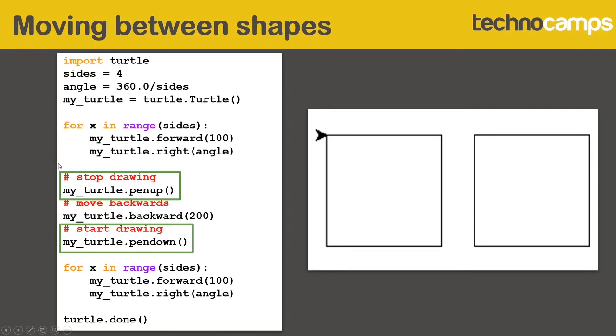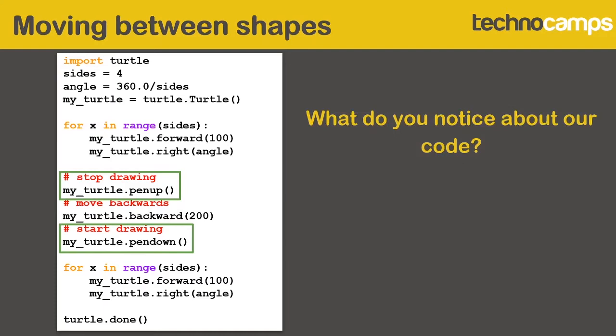And now we need to move between both squares. So we need to lift the pen off the canvas. We need to move our turtle around. And then we need to put the pen back down. So this will lift the pen from here, move him over to here, put the pen back down, and then he would start drawing once again. And this is where we do our next square. Now, try and implement the pen up and pen down into your program.